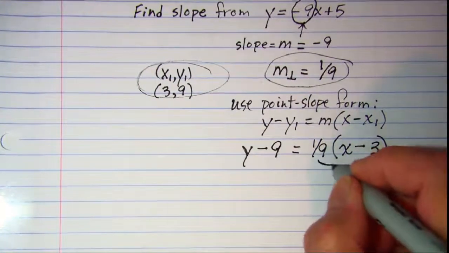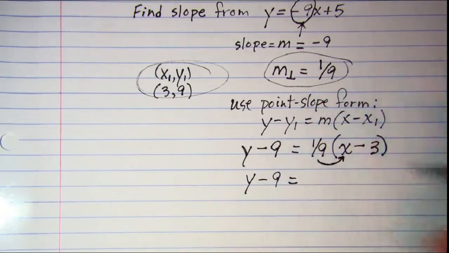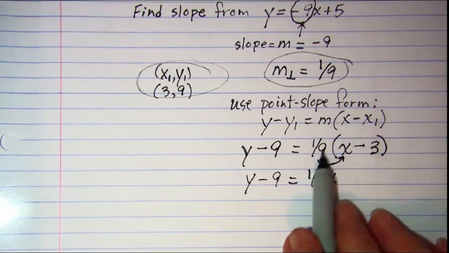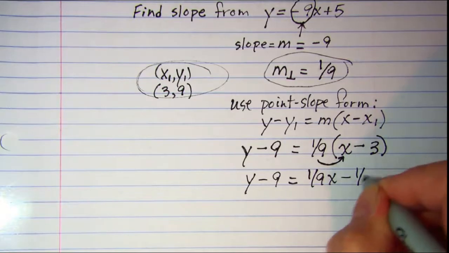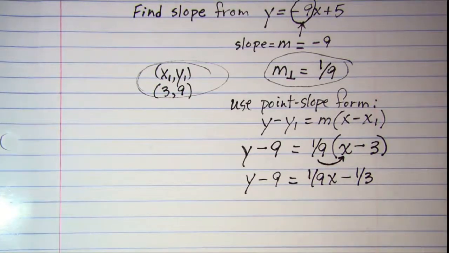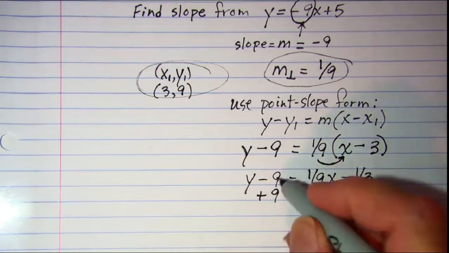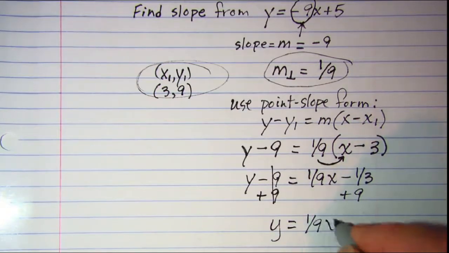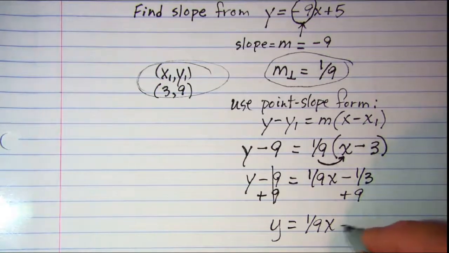Let's distribute our 1/9. So we'll copy y minus 9 equals 1/9 x, and then 1/9 times negative 3 is a negative 1/3, so negative 1/3. Right. Add 9 to both sides. This cancels. We have y is equal to 1/9 x. And then when I add a negative 1/3 and a positive 9, I get a positive 8 2/3.